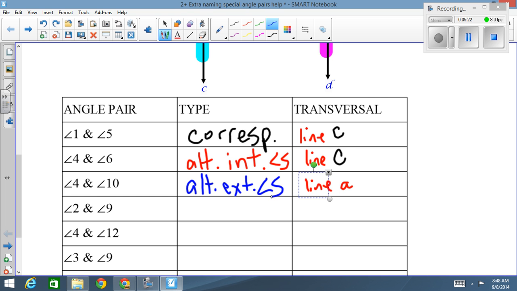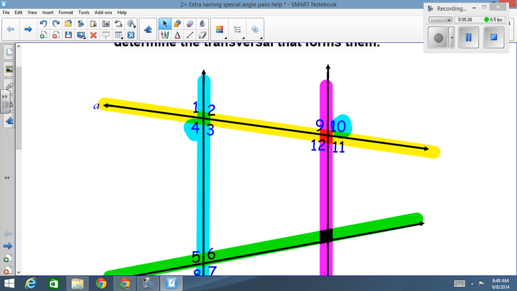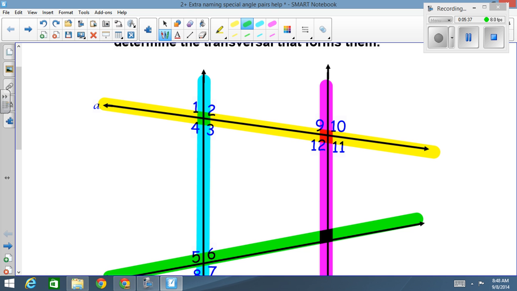All right, how about angles 2 and 9? We're once again on the same transversal here, still on line A as our transversal. 2 and 9 are on the same side of the transversal, and they're on the interior of the two lines that A cuts through. So these are going to be same side interiors.